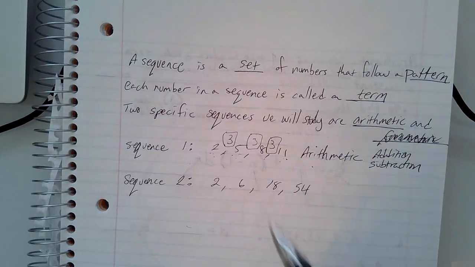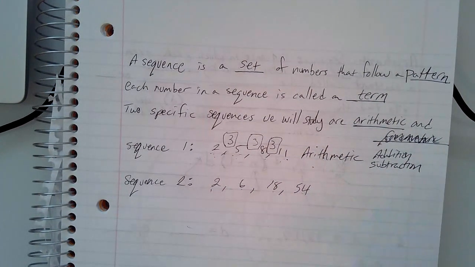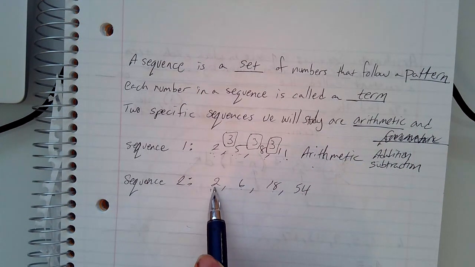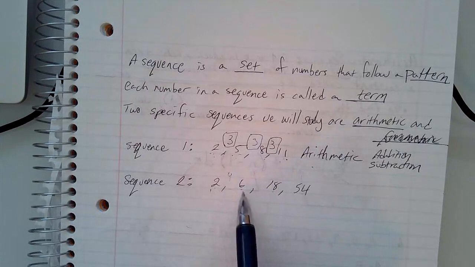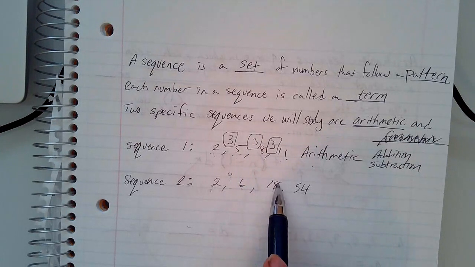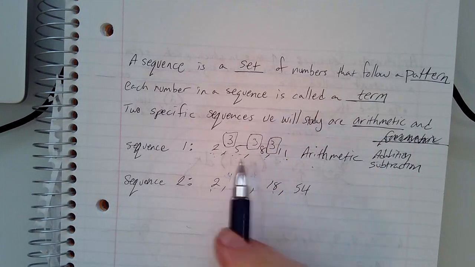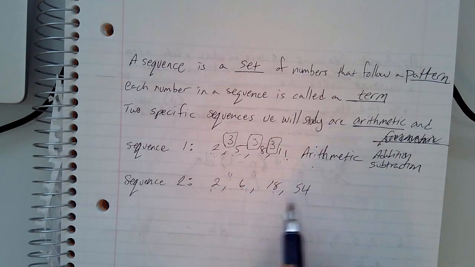Okay, sequence 2 is something like 2, 6, 18, 54. Well, if we were doing arithmetic, 2 plus 4 would give us 6. But then can we add 4 to 6 and get 18? No, if we added 4 to 6, we'd get 10. So that doesn't work.